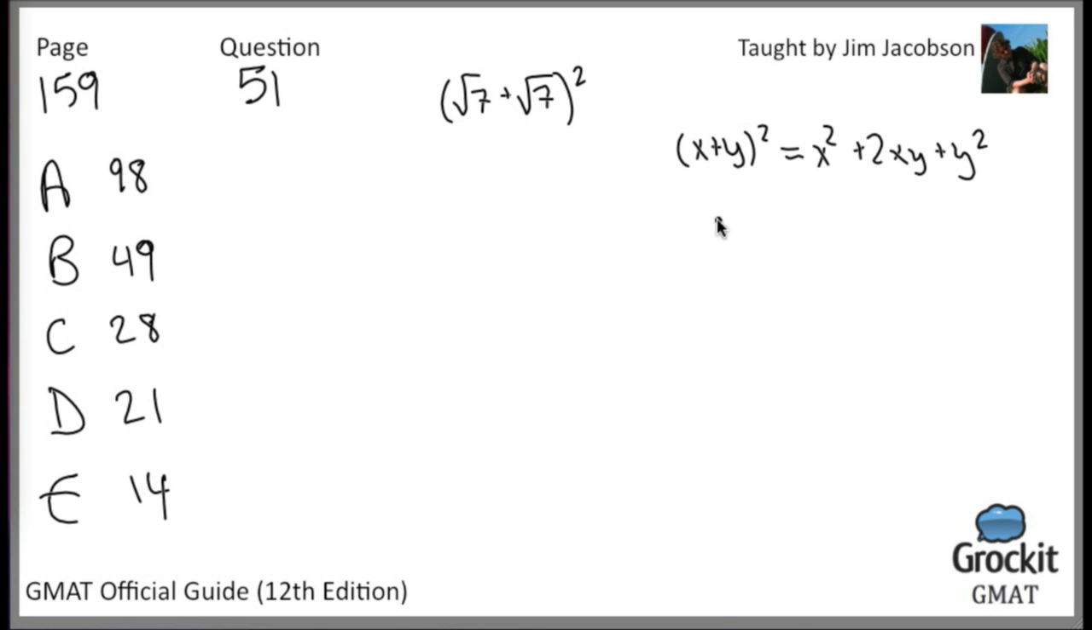And really all this is FOIL. If we were to write this out, x plus y times x plus y. The first terms lead to x squared. The last terms lead to y squared. And then the middle terms, the outer and the inner. Each of them is an xy, so we add them together and we get 2xy. Anyway, worth committing to memory if you have spare brain space.